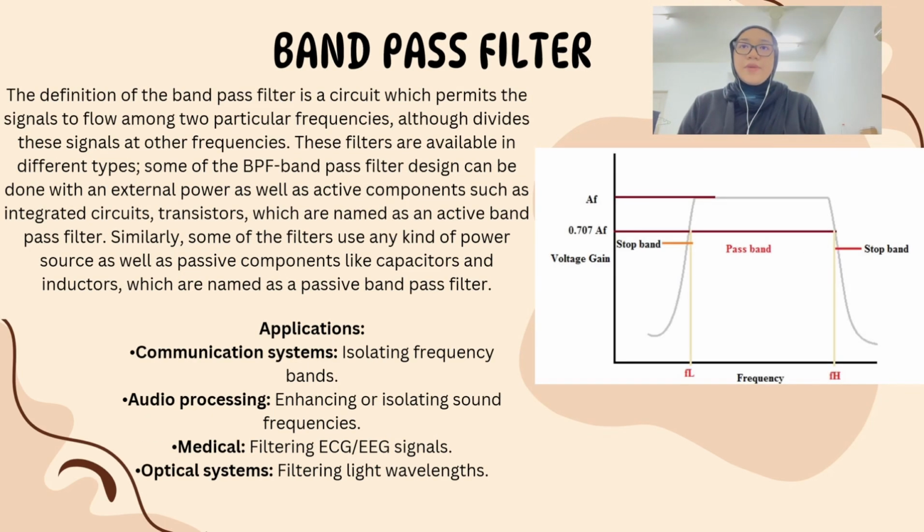And then I will explain about the band pass filter. The definition of a band pass filter is a circuit which permits signals to flow between two particular frequencies, while it attenuates signals at other frequencies. These filters are available in different types. Some band pass filter (BPF) designs use an external power source as well as active components, such as integrated circuits and transistors, which are named an active band pass filter. Similarly, some filters use no power source and only passive components like capacitors and inductors, which are named a passive band pass filter.